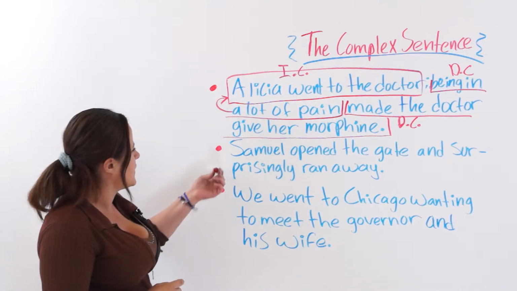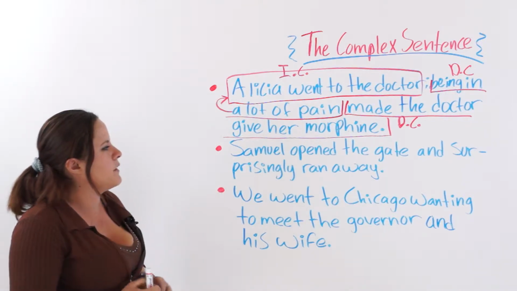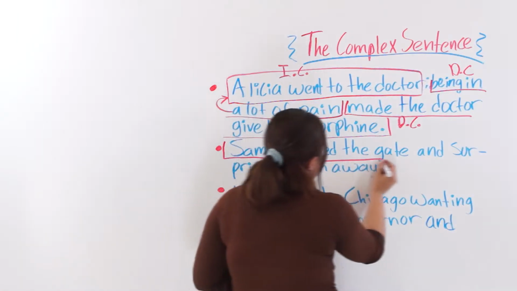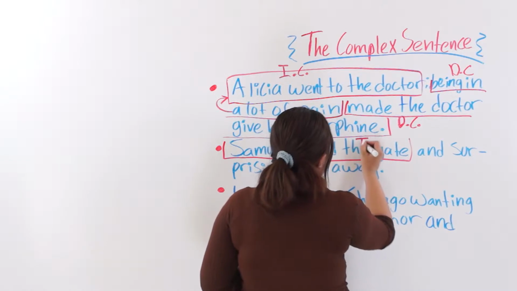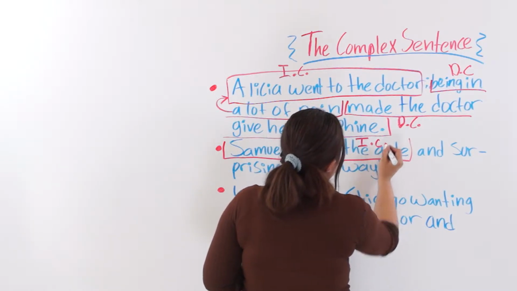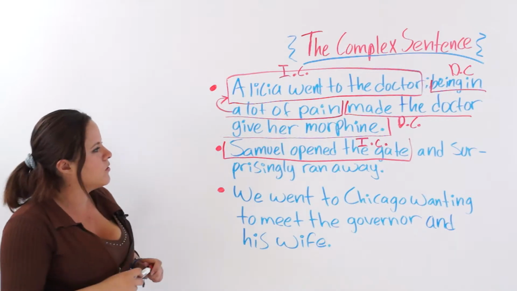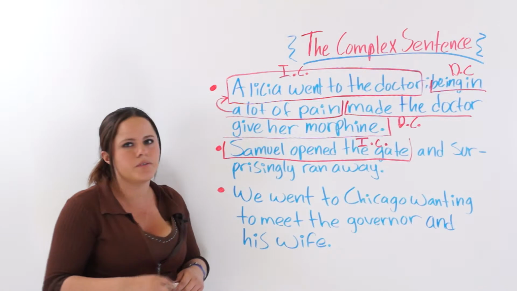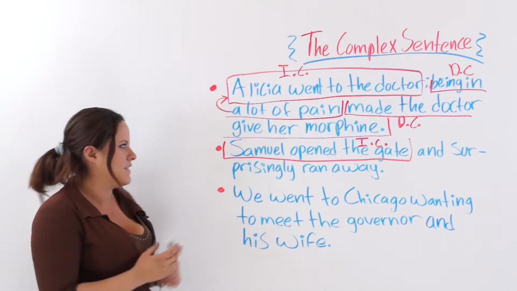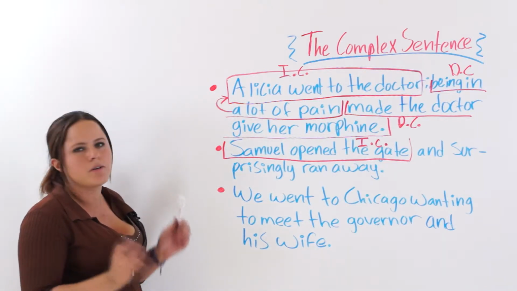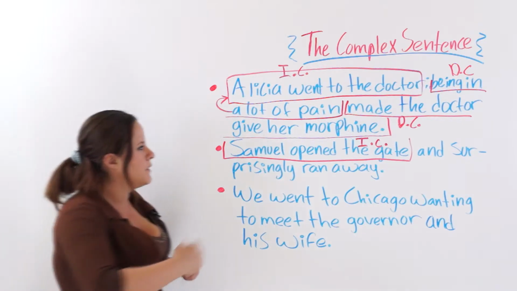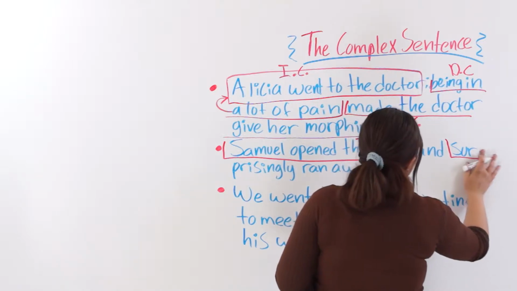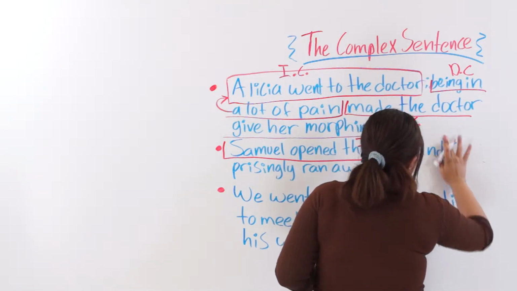All right? And the next one says, Samuel opened the gate. Here we have our first clause, and it's an independent clause. Samuel opened the gate. We could just add a period to it, and it could make perfect sense as a sentence. Samuel opened the gate, period. You could just end it there. But we have this other part of the sentence. And surprisingly, well, just let me put this down here so you don't get confused.